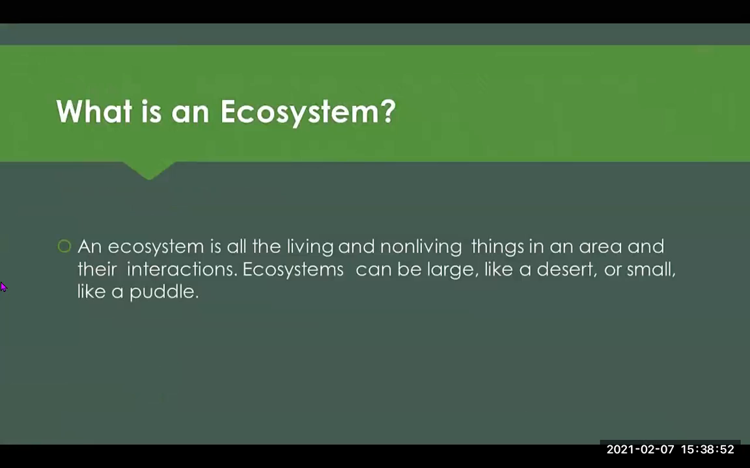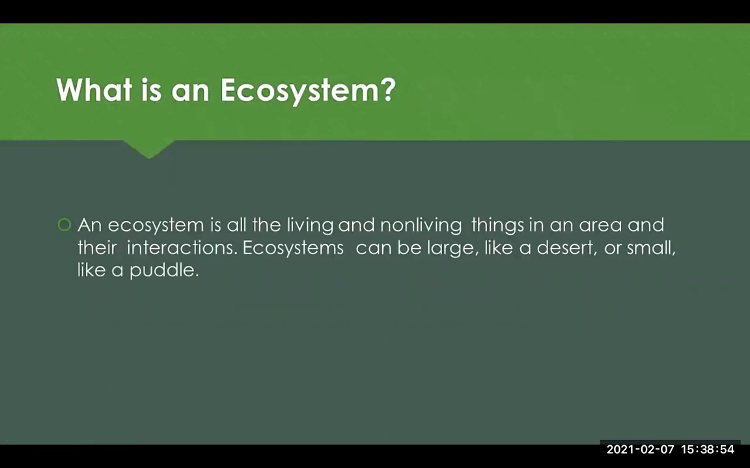Ecosystem. What is an ecosystem? An ecosystem is all the living and non-living things in an area and their interactions. Ecosystems can be large, like a desert, or small, like a puddle.